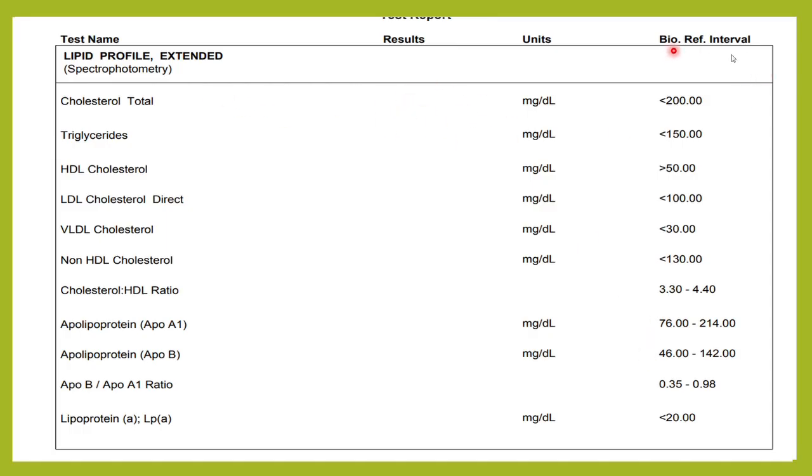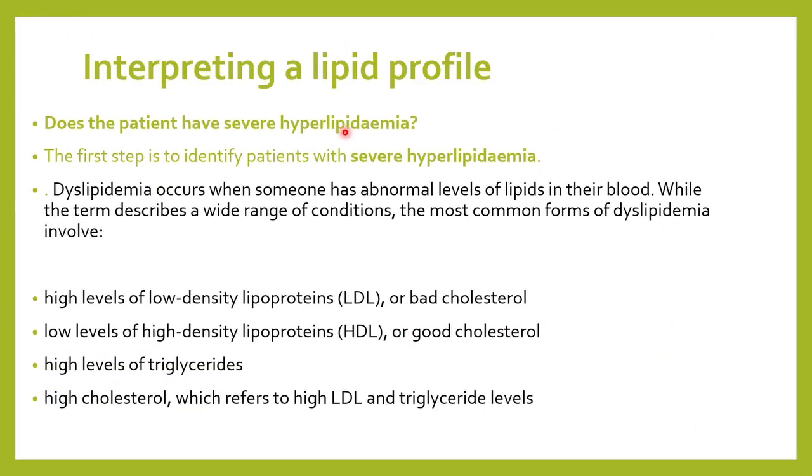So biological reference range will be given according to your age and gender also. We have the reference ranges given here, and it has to be interpreted in the same way. Whenever you are interpreting a lipid profile, the first thing is you will have to identify the patients who are having hyperlipidemia or dyslipidemia. I have done a video on this also, you can refer to that.